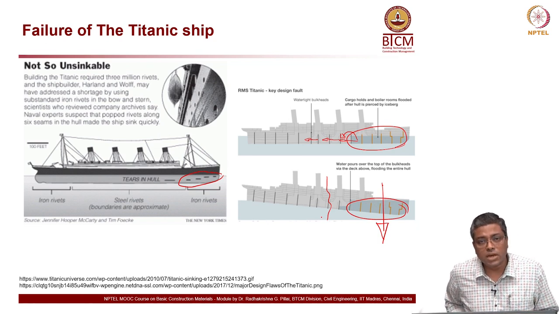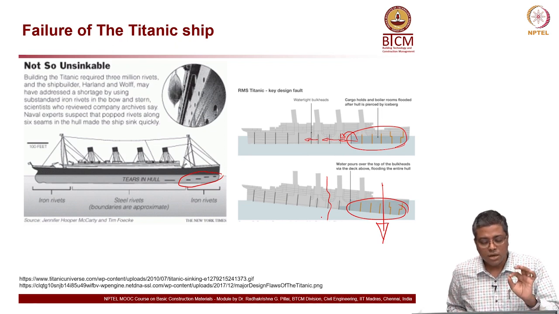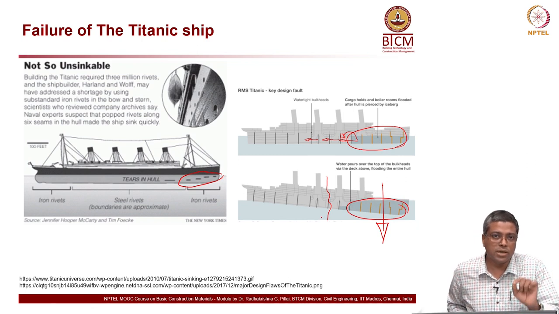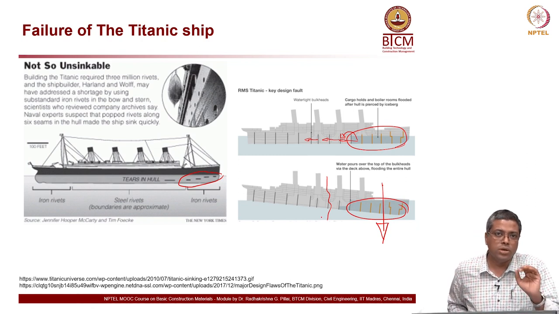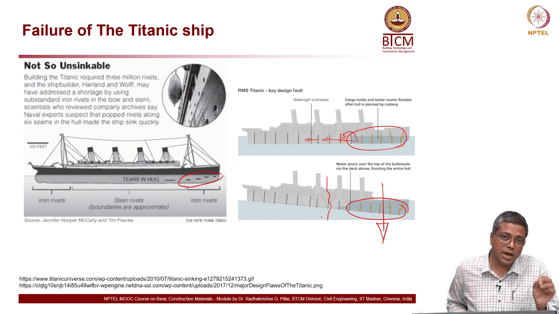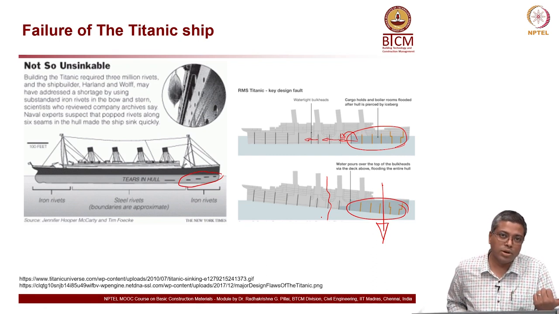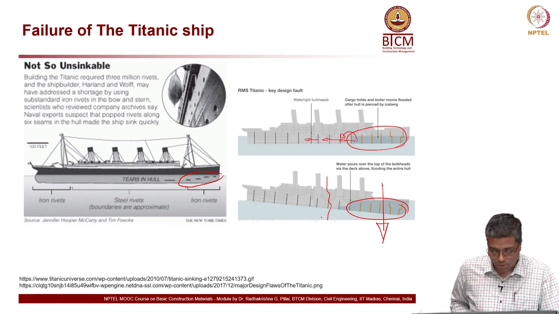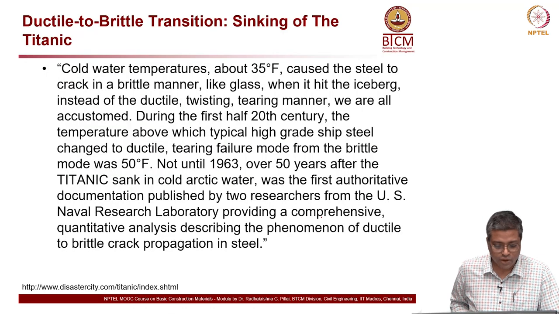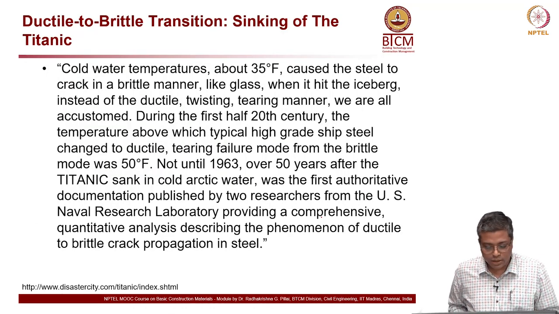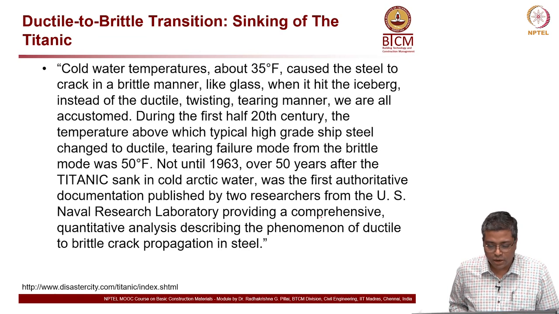Anyway, the point for this class is that the material which was used for rivets became more brittle when it went through the Atlantic Ocean near the iceberg, where the temperature was very low. So the material which was ductile in Belfast, where it was made, or during the construction time, became brittle during service, as you sail through the cold water. That is what led to the failure. This is the story, you can read it in more detail.